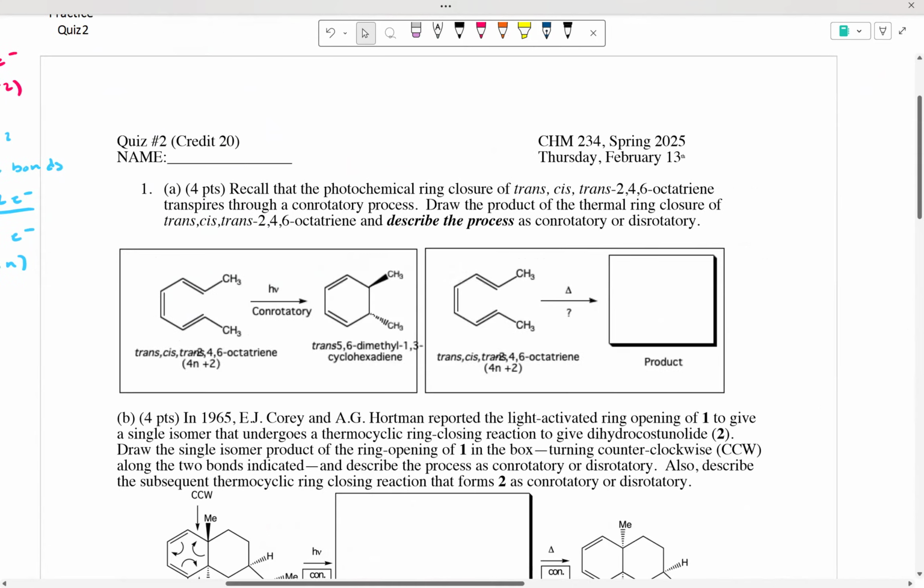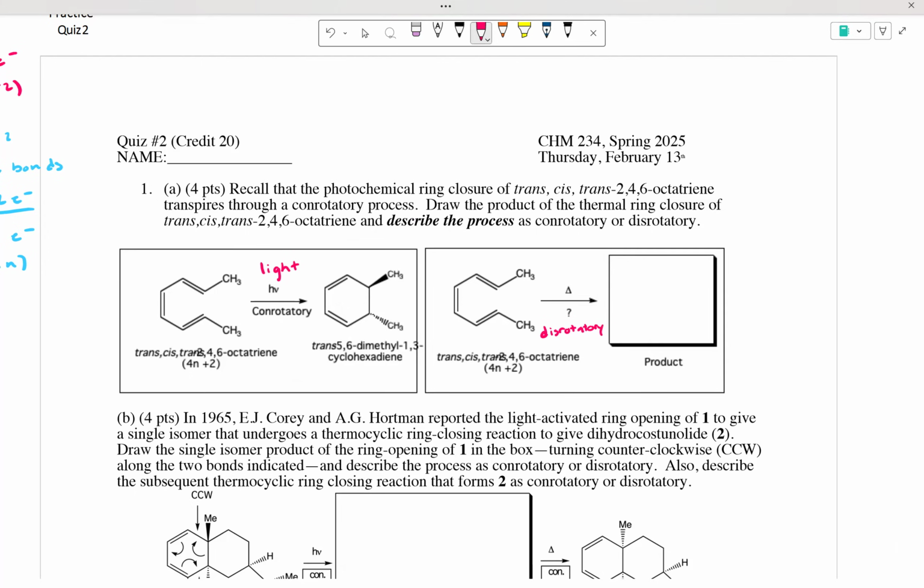The question says the photochemical ring closure of the molecule transpires through a conrotatory process. So this is light conrotatory. And we draw the product of the thermal ring closure and describe the process as conrotatory or disrotatory. For this problem, we recognize that we're using the same molecule, but we're just changing what kind of reaction it is, photochemical or thermal. If the light reaction is conrotatory, that means that the heat reaction must be disrotatory.